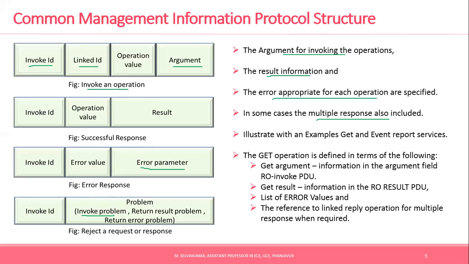Duplicate invocation means the same value is repeated without completing the request of the first operation. Without completing the request of this operation, the second time the same value is repeated. That is the duplicate invocation. Unrecognized operation: the operation value is not valid for the application using ROS. That is the unrecognized operation.